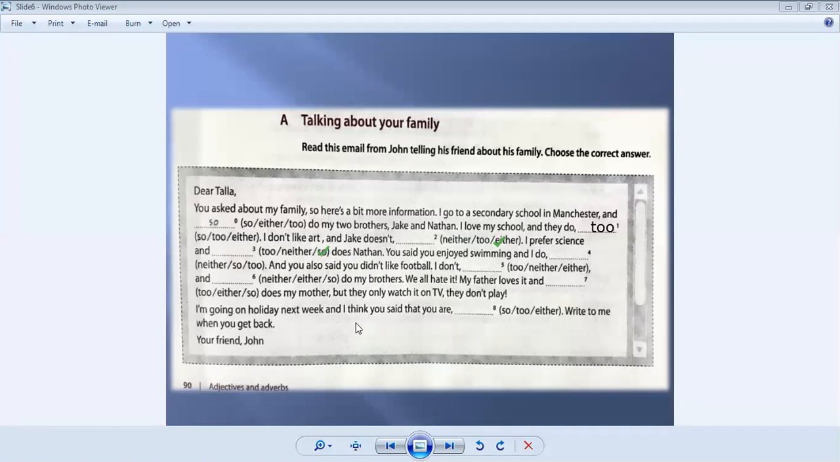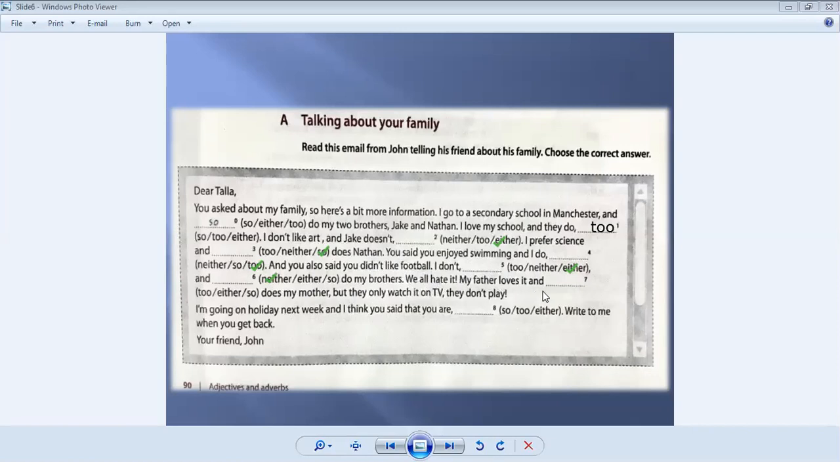You said you enjoyed swimming, and I do too, because it's a positive sentence, we're going to use too here. And also, you said you didn't like football. I don't either. When you use a negative, you're going to use either. And neither do my brothers, because the beginning of the sentence is about negative. So we all hate it.